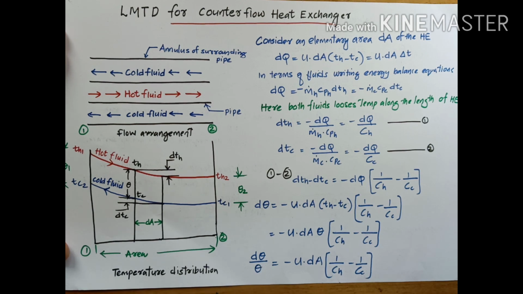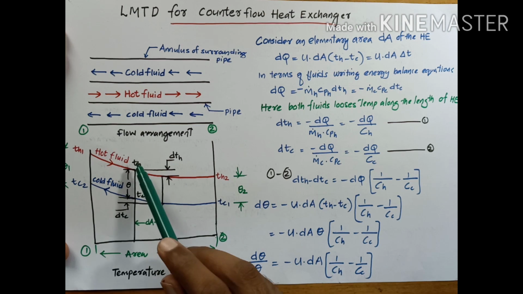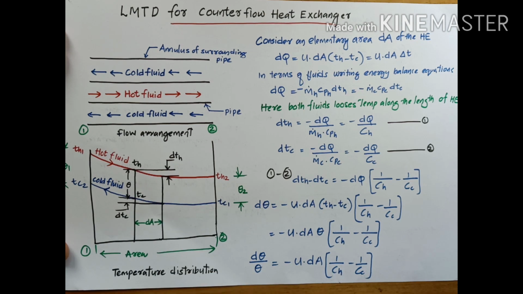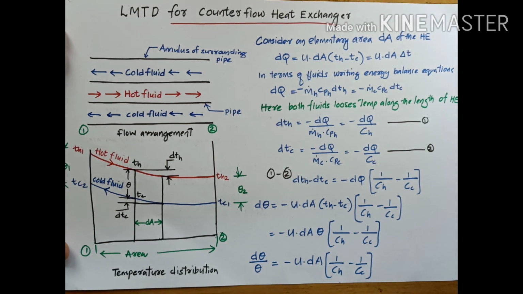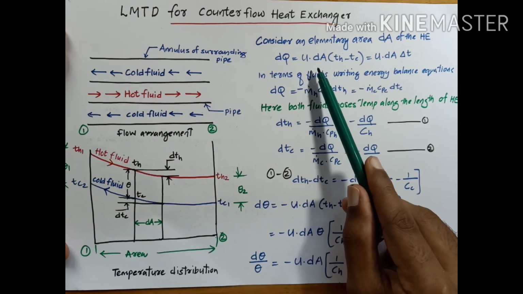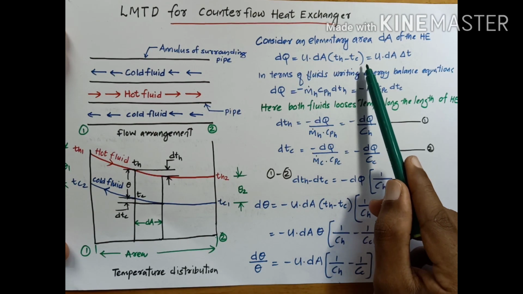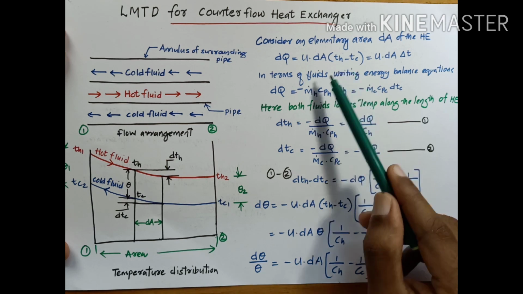Now we need to consider an elementary area for analyzing the LMTD for a counterflow heat exchanger. For that, we consider an elementary area dA in the heat exchanger. Okay. In the elementary area dA, the heat transfer rate is dQ. The value of dQ will be U into dA into (Th minus Tc). It will be like the parallel flow heat exchanger.